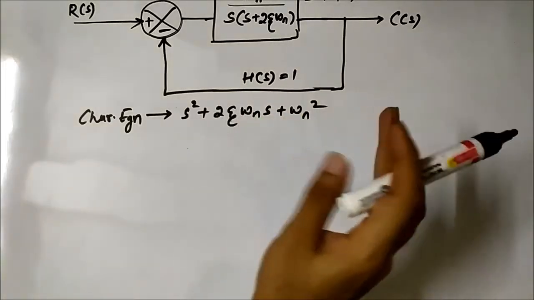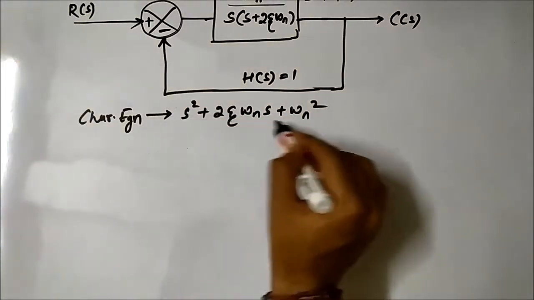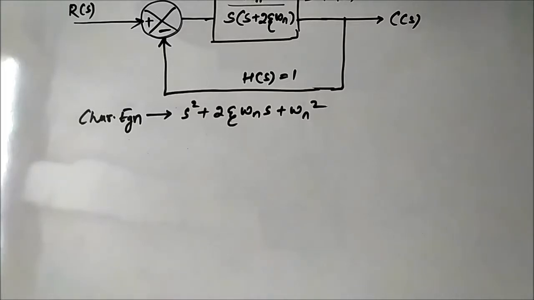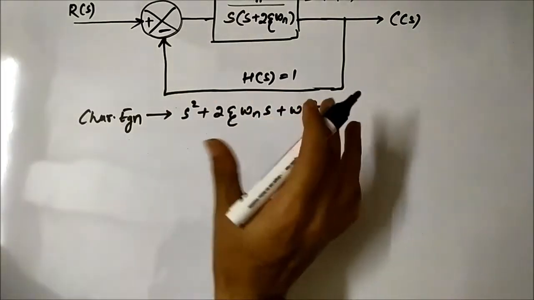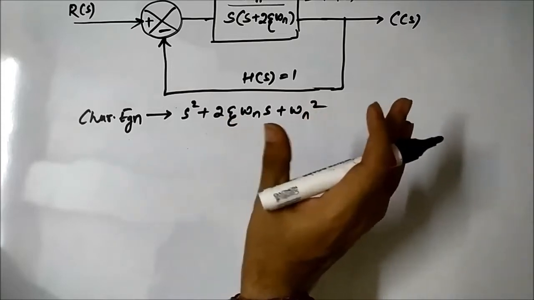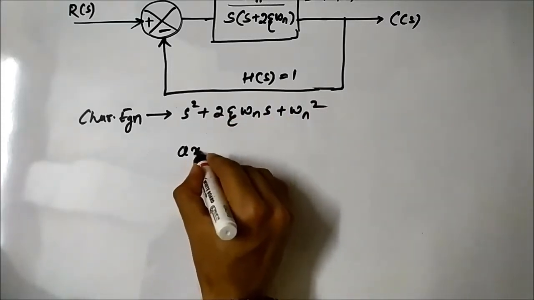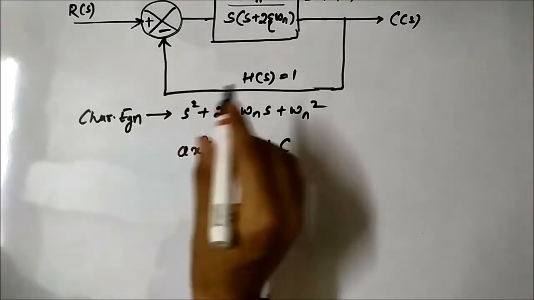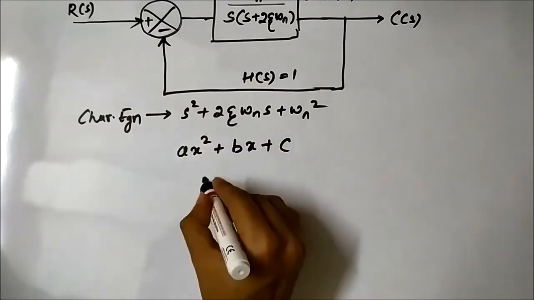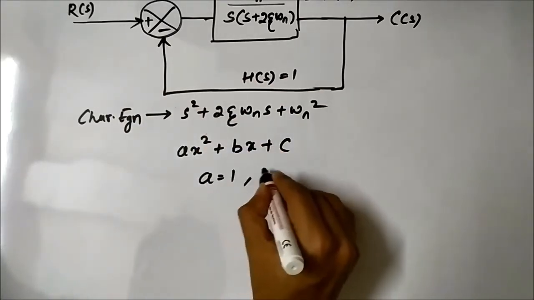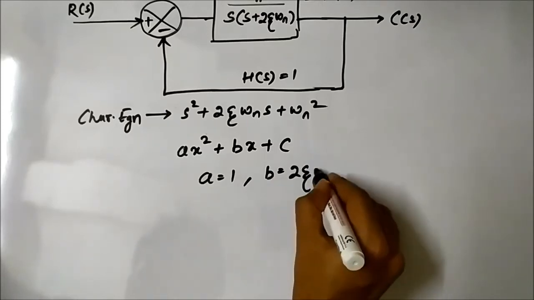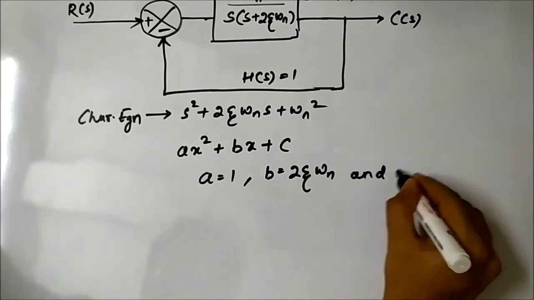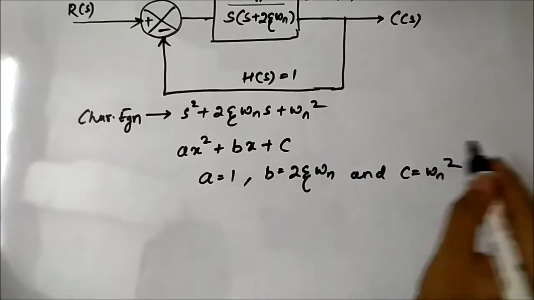So we got the characteristic equation of a second order system as this: s square plus 2 zeta omega n s plus omega n square. Now if we compare it to the standard representation of a quadratic equation, that is ax square plus bx plus c, we can see that here a is equal to 1, b is equal to 2 zeta omega n, and c is equal to omega n square.